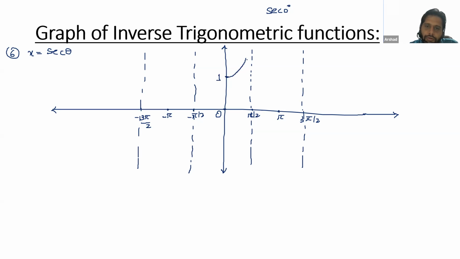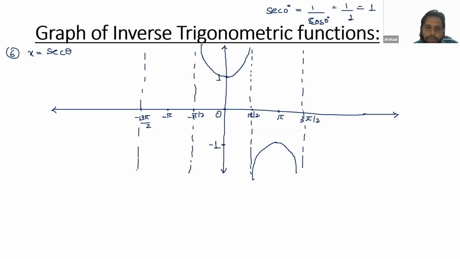And for pi by 2, it will not intersect the dotted line. Similarly, here also it will not intersect the dotted line. For pi, it is minus 1. Umair, for which angle have you sent me this message? Okay, sec 0. Why have you written a 0? Sec 0 is 1 by cos 0, so this should be 1 by 1, which is 1. 1 by 0 is not defined.